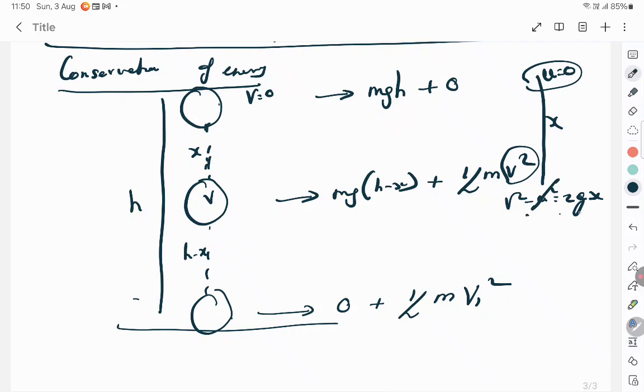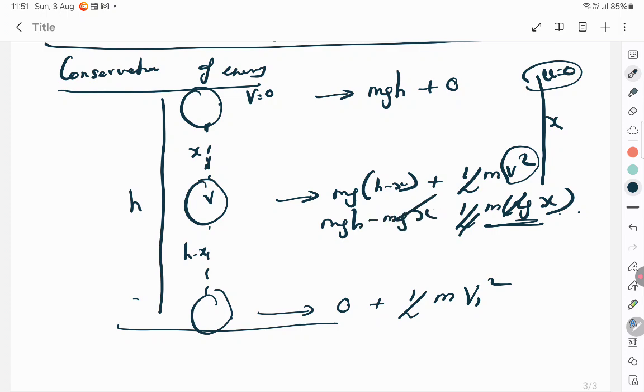Initial velocity is 0. V square is 2gx. Substitute it here: v square is 2gx, and the 2 and 2 get cancelled. You get mgx. Here it's mgh minus mgx, and mgx gets cancelled, and so you have the answer mgh. Equation 1 also gives mgh. Equation 2 also gives mgh.